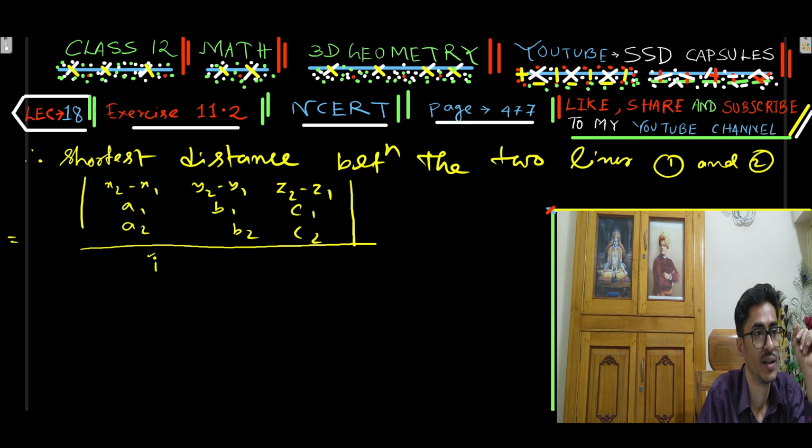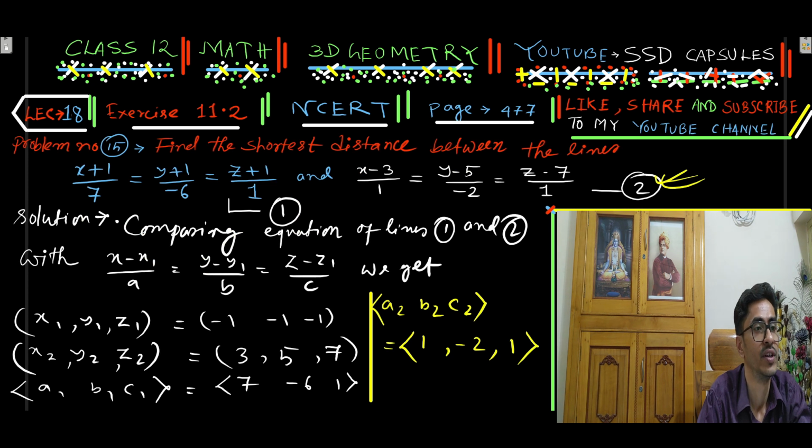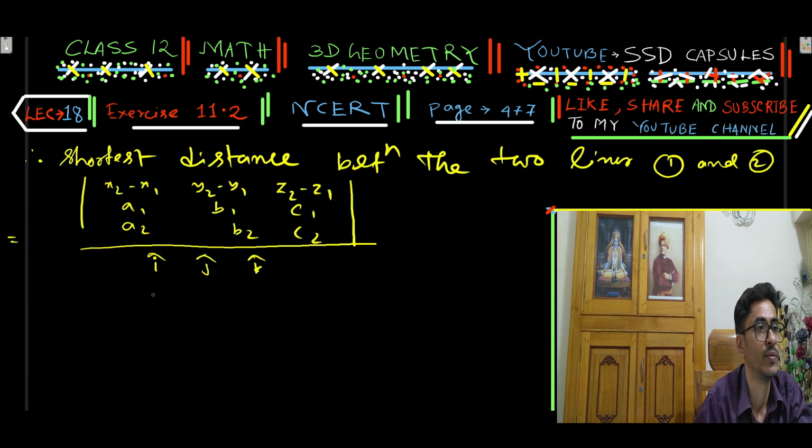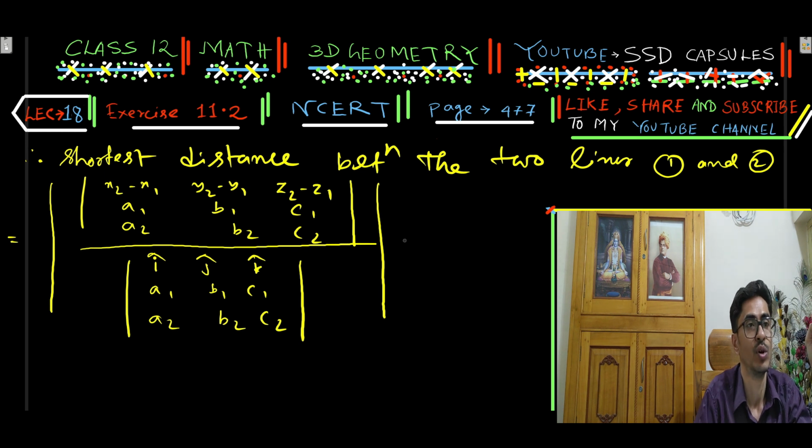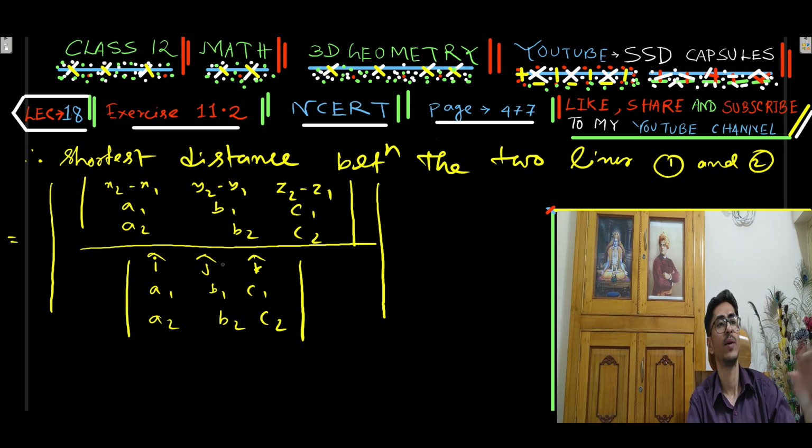So i cap, j cap, k cap. Here we are using the concept of cross product from the vectors chapter, on the previous page. What is a1, b1, c1? 7, minus 6. Okay, first we write the formula: a1, b1, c1, a2, b2, c2. As it is a distance, we take the magnitude to make the whole thing positive. So we just simply put in the values.